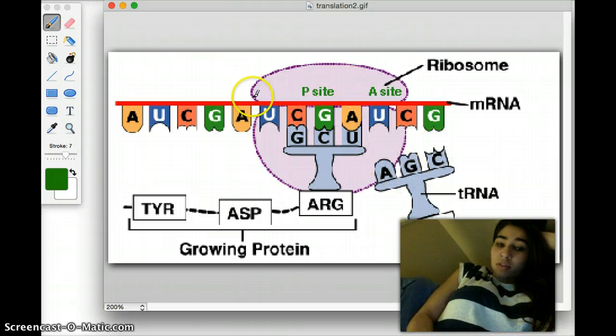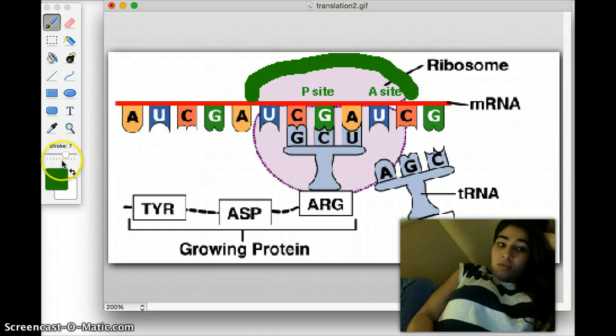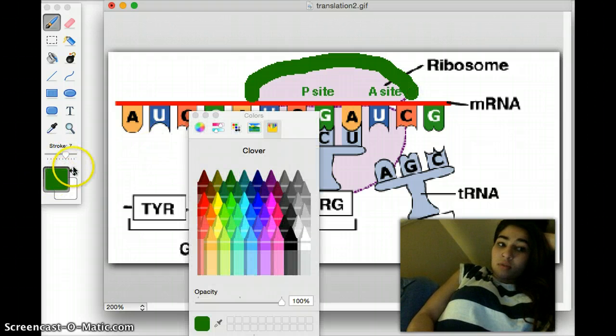So it goes into the ribosome. There's two parts of the ribosome. There's this top part here, as you can see. This is really thick green and I do not like it. So I'm going to make it not so thick and I'm going to make it black.